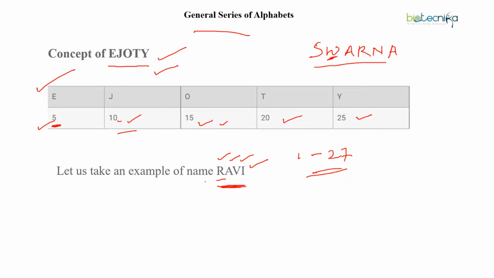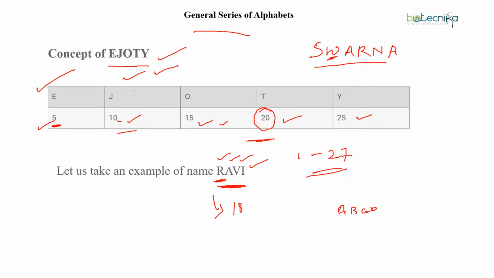So we can see R. यहाँ पे R है. T का position already पता है मुझे, that is 20. So R, S, T, that means अगर मैं पीछे जाऊं तो R का क्या हो जाएगा, 18, right? For this I don't have to write ABCD, पूरा मुझे लिखने की जरूरत नहीं है. I can easily calculate the position of numbers with just the help of EJOTY.